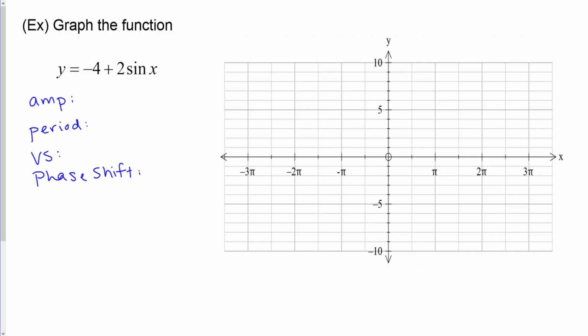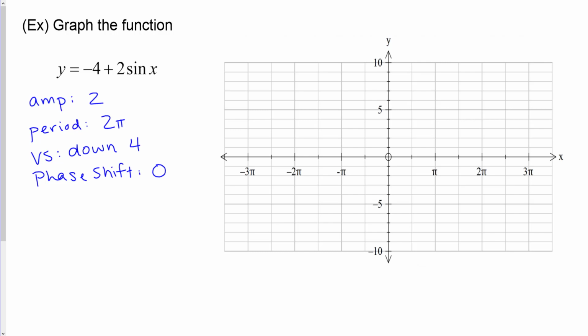So the amplitude is the number multiplying my function. So my amplitude is 2. The period is the number multiplying x. Well, that's not happening. So the period is still 2 pi. So 2 pi divided by 1 in this case, basically. So it'll complete one full cycle in 2 pi units. The vertical shift is down 4 units. And there is no phase shift. Okay. So let's draw the graph based off of that.